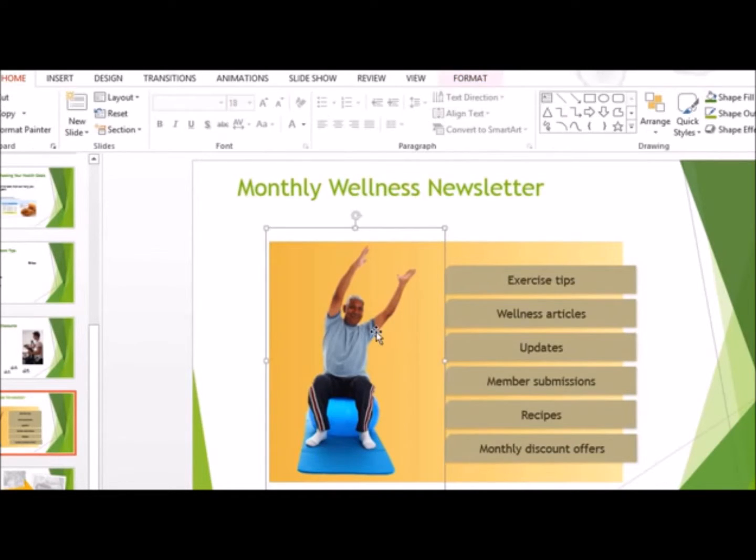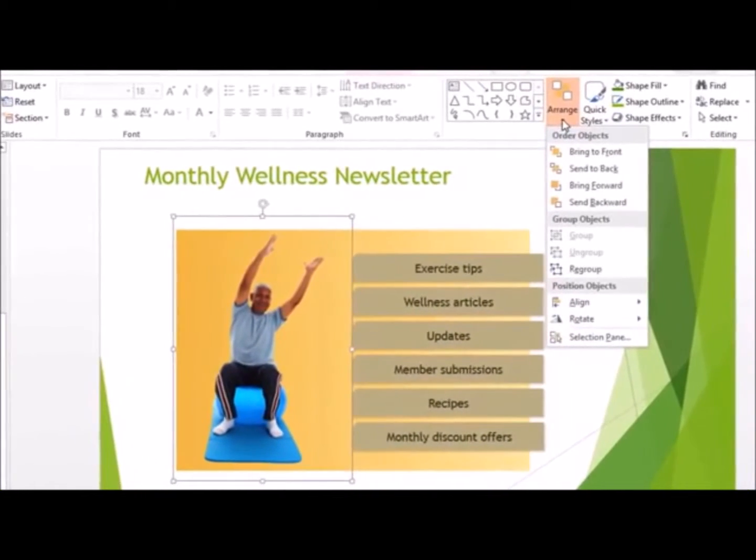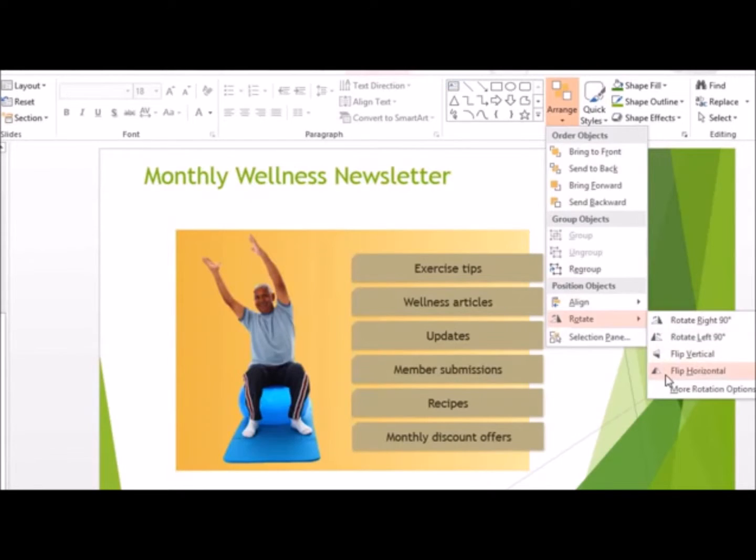I'd like to flip this image around so that it's facing the other way. The Rotate and Flip options are on the Format tab, but since I'm on the Home tab, I'm going to go ahead and use the Arrange command, which has the same arrangement options as the Format tab. Go down to Rotate and select Flip Horizontal.